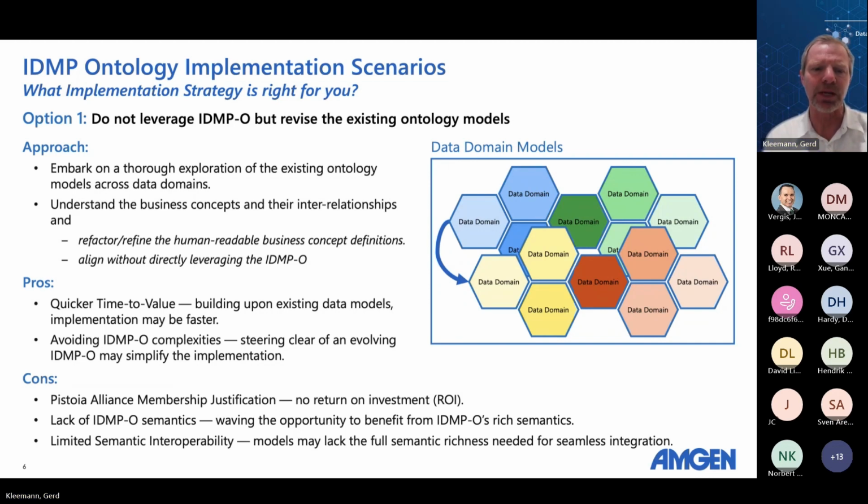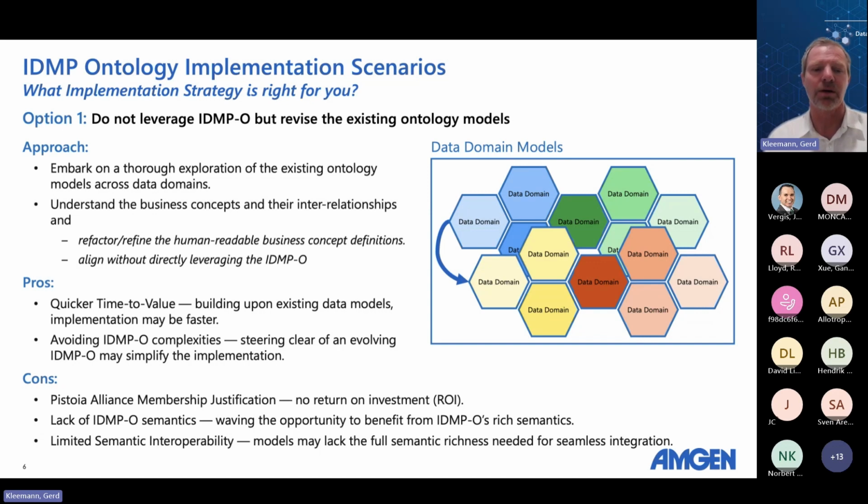So option one, summarized on this slide, suggests to not use the IDMP ontology at all, but to revise and refactor existing ontology models by ensuring the data concepts and their relationships are understood and represent a company's internal business domains. For that, all business concepts and interrelationships across the several data domains must be surveyed, and all human readable definitions are reviewed for clarity and precision to ensure they align with the company's understanding of its business concepts and their relationships. The pros of this approach are a faster time to value by building upon existing data models and the avoidance of frequent refactoring as the IDMP ontology evolves.